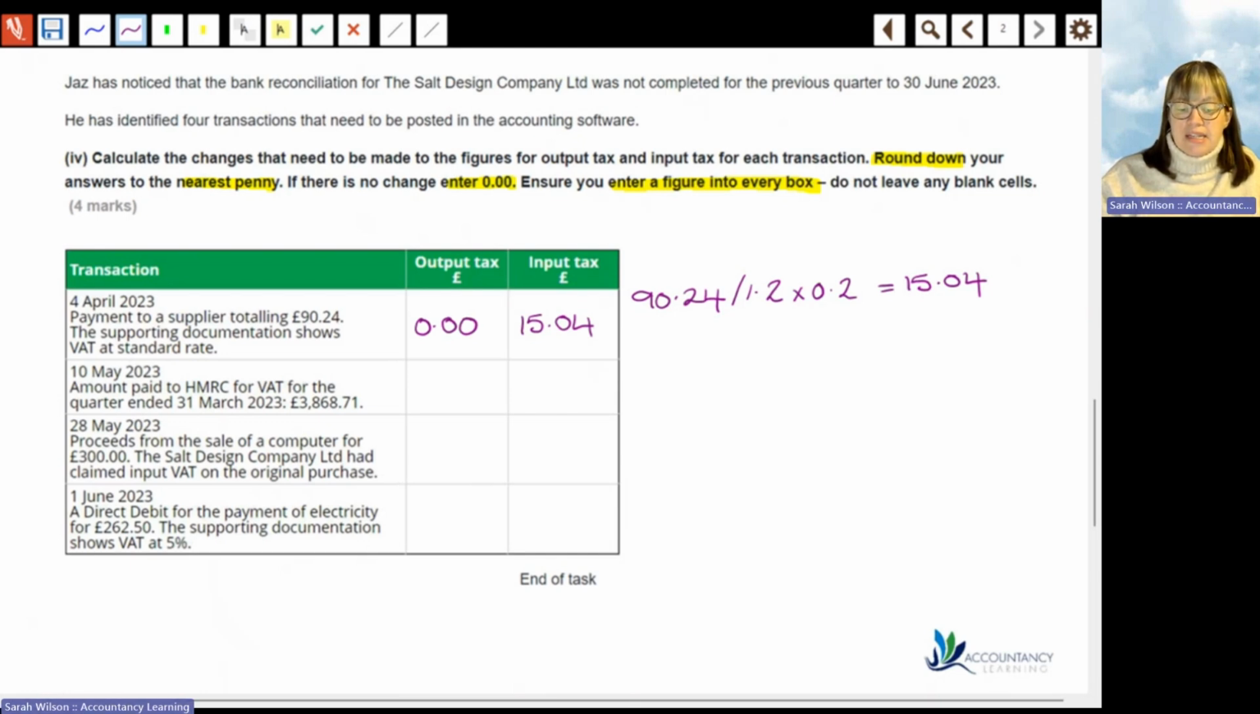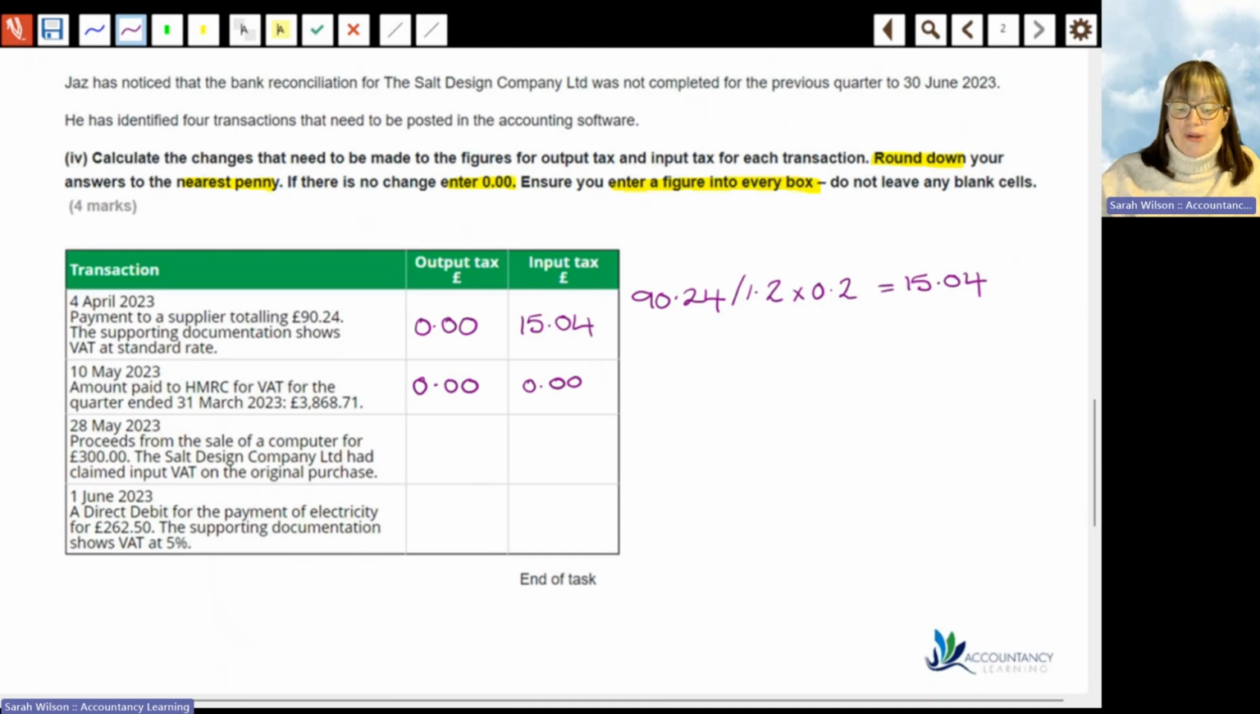The next one, amount paid to HMRC for VAT for the quarter ending 31st of March 2023, £3,868.71. This is an amount paid to HMRC, so this is not going to affect output or input VAT at all. This is simply a payment that's been made to HMRC. So this isn't going to have any effect on the input or output taxes. So in both boxes, we will put 0.00.